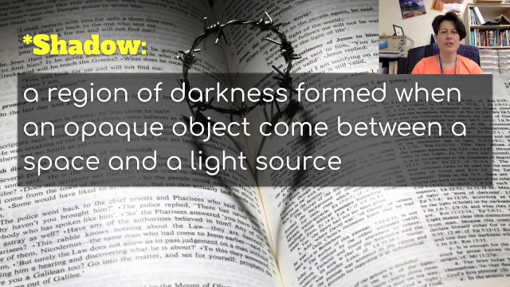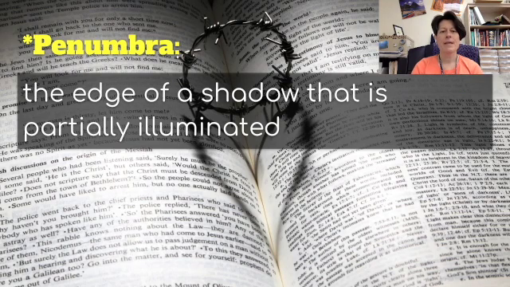Also, because of diffraction, we see some phenomena with shadows. A shadow is a region of darkness formed when an opaque object comes between a space and a light source. And shadows tend to have a penumbra and an umbra. Now, the penumbra is the edge of the shadow that is partially illuminated. Partially illuminated. So over here, see how it's lighter than this part? This is due to diffraction.